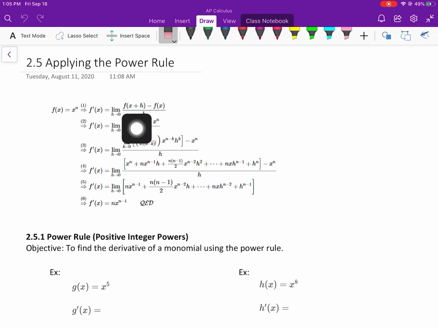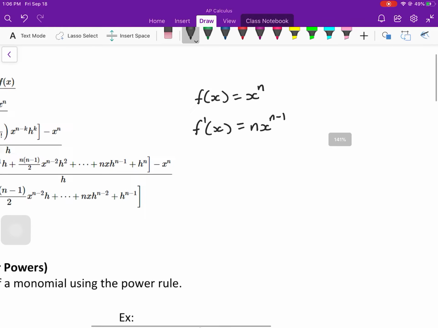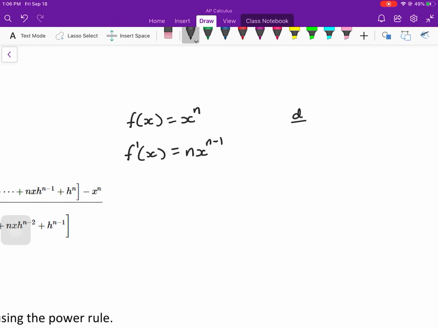If you have the function x to the n, they already worked it all out here for you. Use the binomial theorem expansion, and everything cancels out. What we learned from this long, kind of informal proof is that if f of x is x to the n, then f prime of x is n times x to the n minus 1. Another notation is the derivative of x to the n, d dx, is n times x to the n minus 1. So it's just the same statement.